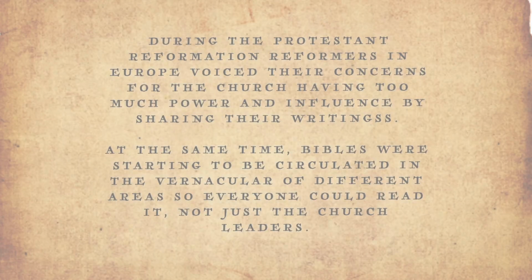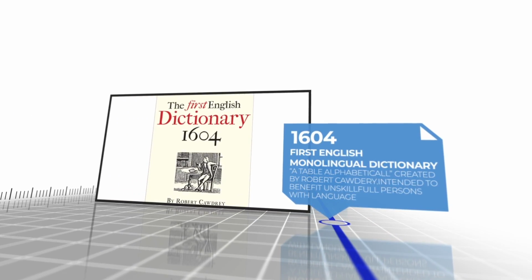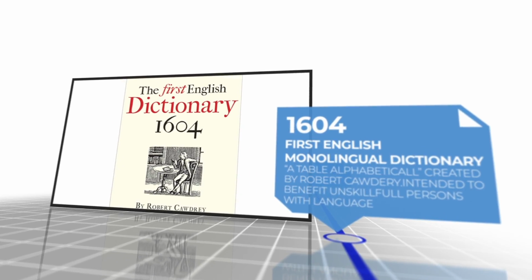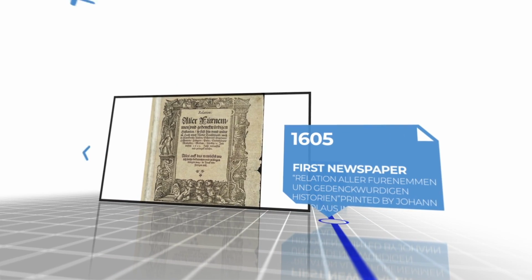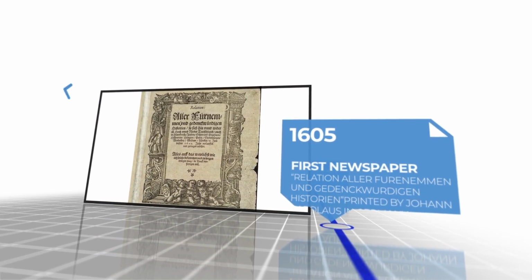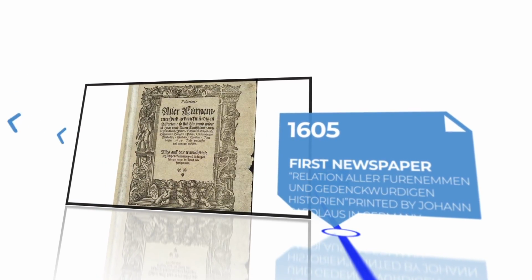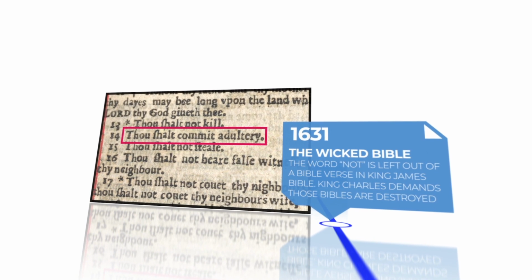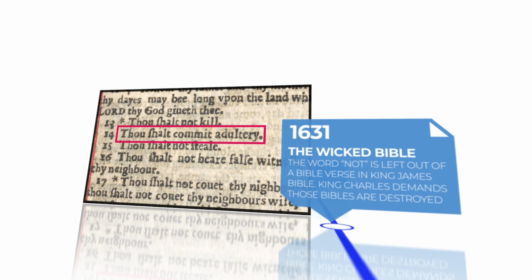Having the Bible in their own vernacular helped countries to start having books in their own language and allowed even unskilled people to learn to read. Once reading became more common, newspapers were established, like the first newspaper in Germany in 1631. Some King James Bibles were published that had an error, leaving out the "not" in "thou shalt not commit adultery," which led to them being destroyed by order of the King of England.